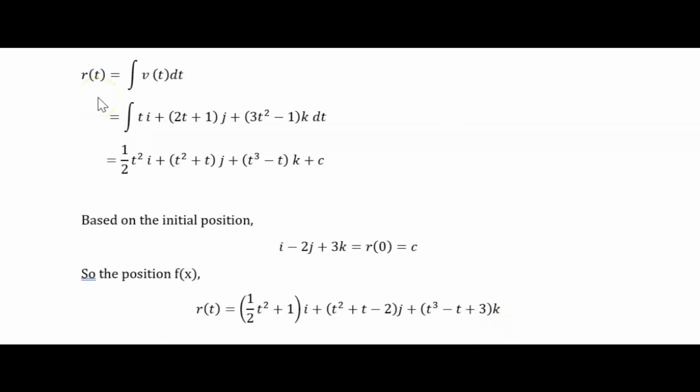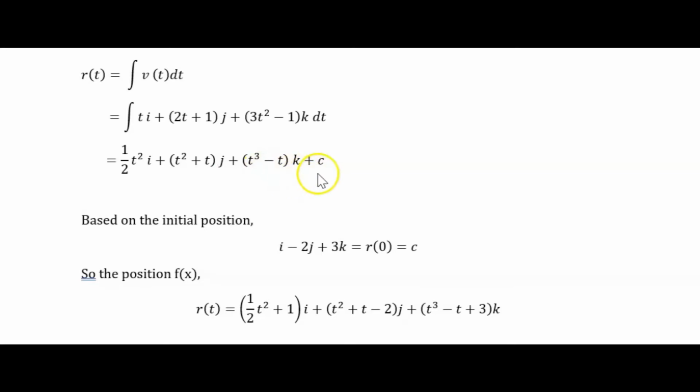Next, we will find the position function by integrating the velocity function. So we get the value of velocity just now, so we'll put the value of velocity into this equation. So we integrate ti + (2t + 1)j + (3t² - 1)k with respect to t. So we'll get the answer of (1/2)t² i + (t² + t)j + (t³ - t)k + c.